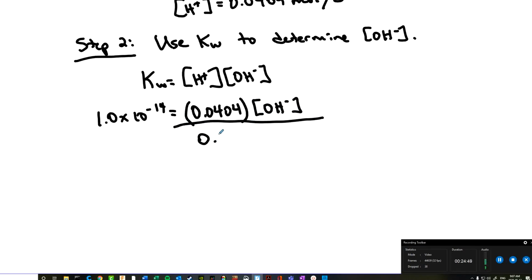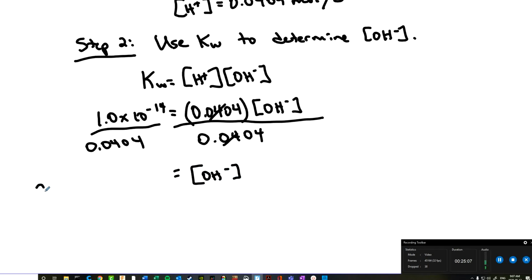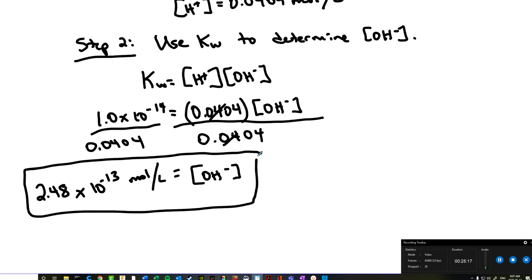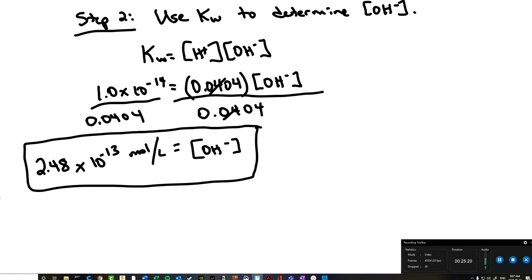So I'm going to divide both sides by this, and that will tell me that the hydroxide ion concentration works out to 2.48 times 10 to the negative 13 moles per liter. Okay, so that's what I was asked to find.